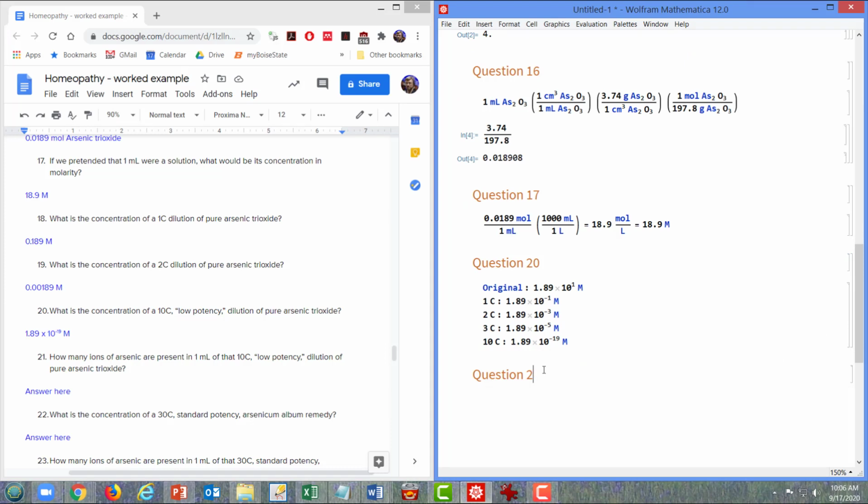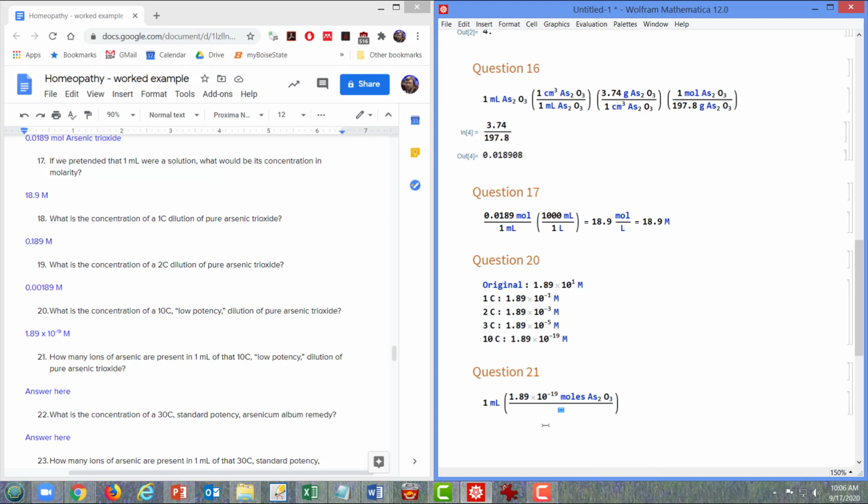So we're doing question 21. We have 1 milliliter. We have our concentration, which is 1.89 times 10 to the negative 19 moles As2O3 over 1 liter of the solution. Now, in order for milliliters to cancel with liters, we have to say 1 liter is 1,000 milliliters.